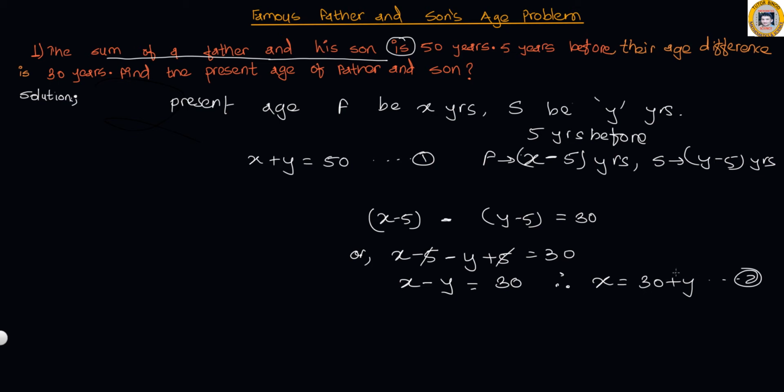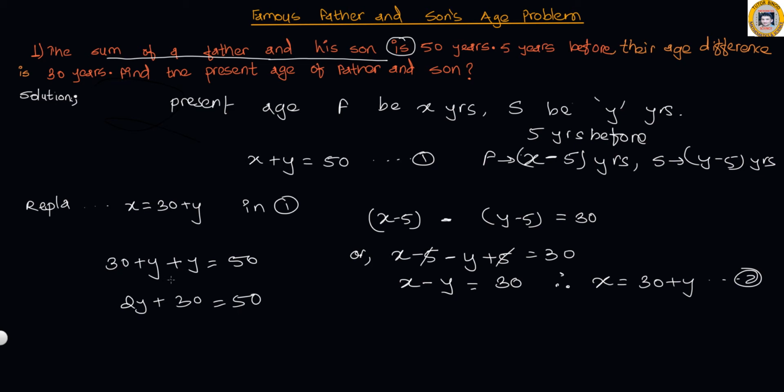Now let me replace the value of x as 30 plus y in equation 1. So replacing x equal to 30 plus y in equation 1. So let us see what happens. Instead of x, I can write 30 plus y over here. 30 plus y plus y equals 50. 2y plus 30 is equal to 50 because y plus y is 2y. If I subtract 30 from both sides, I would get 2y equals 50 minus 30, which gives me 20. Therefore, my y would be 10 years.